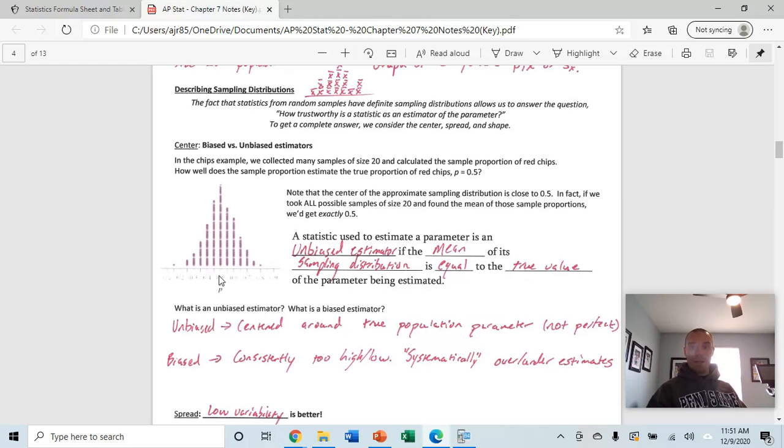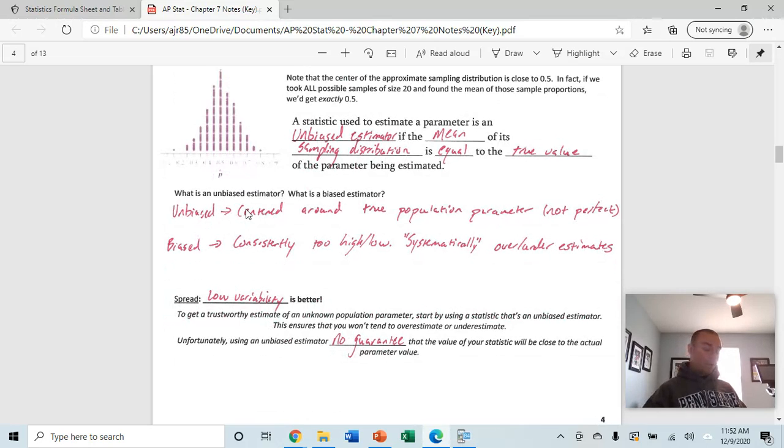So a statistic used to estimate a parameter is an unbiased estimator if the mean of the sampling distribution is equal to the true value of the parameter being estimated. Notice that we're centered at around what the actual value of p is. Because we're centered around the true population parameter, and it doesn't have to be exactly perfect, then we have an unbiased estimator. If our graph was centered at around 0.6 or at around 0.3, and we know the true value is 0.5, that would mean our estimator is biased. It is consistently too high or too low. It systematically over or underestimates the actual value.